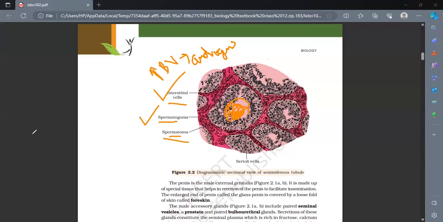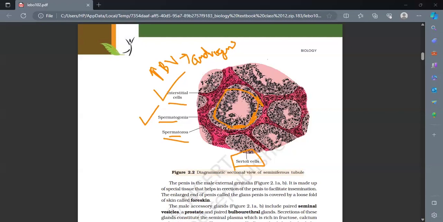Okay. Now, apart from that, one very, very interesting thing is there. If you look at this region, this region is having a Sertoli cell. Now, what is that Sertoli cell? If you can see, this is the region of a Sertoli cell. I'm just marking it with an orange color, okay? This is the region of the Sertoli cell. So, the Sertoli cells are actually surrounding the spermatogonia and the spermatozoa.